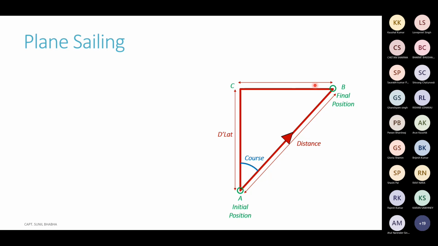Now the horizontal side, which you see, the topmost side of the triangle, is the departure between A and B. If you see on a Mercator chart, it is the east-west distance between these two positions, the starting position A and the destination position B. And this east-west distance between the two positions is known as departure between them.